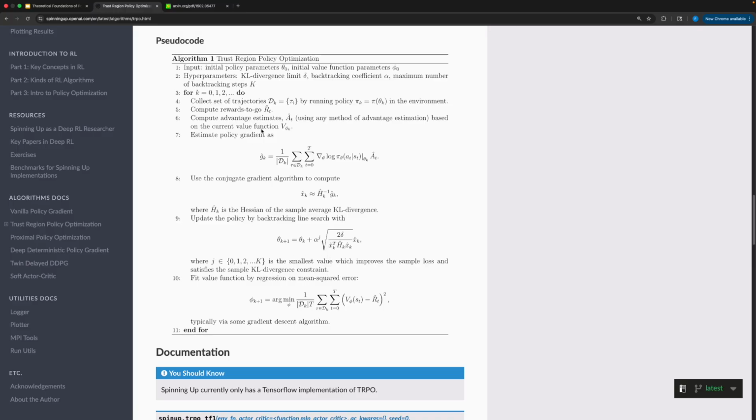Now, using these collected trajectories, we again fit the value function using the TD error, using some gradient descent algorithm. So this gives you a whole algorithm of how to iteratively improve your policy using the objective and the constraints.